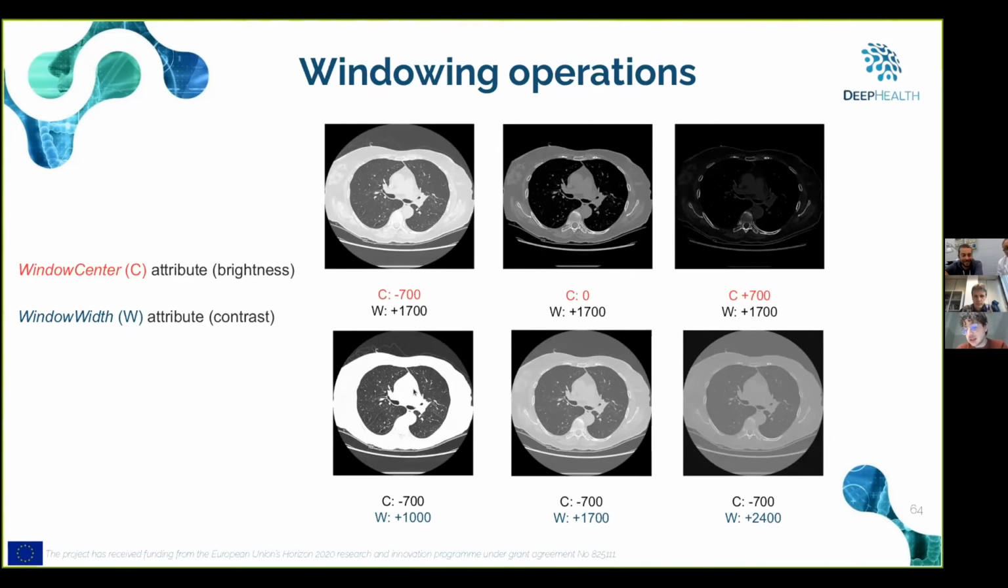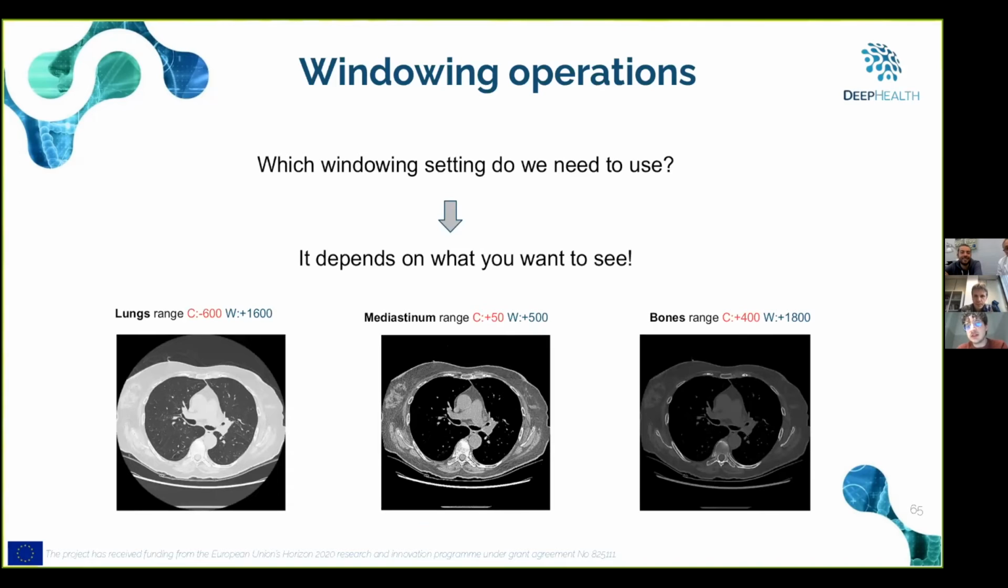So the question is, which windowing setting do we need to use to pre-process our input and feed this input to the neural network model? It depends obviously on what you want to see. For example, there is the lungs range, the mediastinum range, or the bones range. In our case, we want to segment lung nodules. So in this windowing operation, we set the window width and window level to minus 600 and plus 1600.